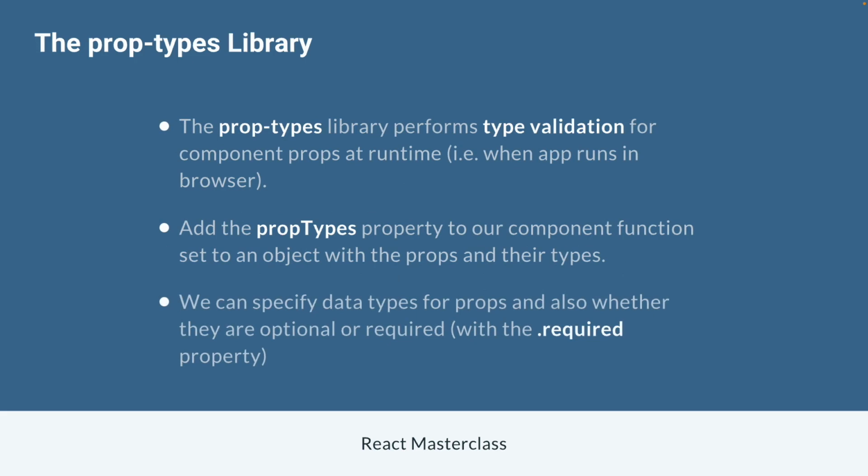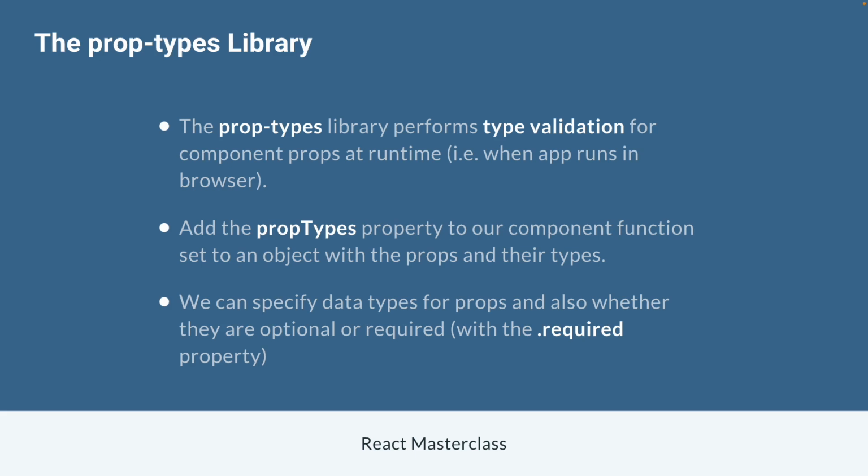We also talked about prop types. The prop types library performs type validation for component props at runtime, which means when the app runs in the browser rather than within your editor. The way this works is we add a prop types property to our functional component, and we assign that to a JavaScript object where the prop names are the properties and the values are the types from the prop types library. So you may recall we had things like prop types.string or prop types.number, and there's other types in there for things like arrays, functions, and objects.